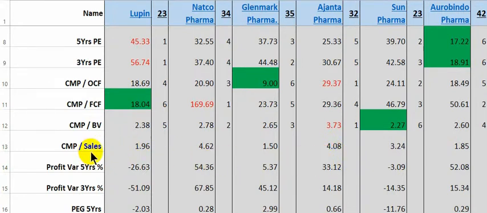Now this particular ratio also helps us understand the quality of the management, and how much the sales are when compared to its market price. Natco Pharma's price was way too high compared to its sales, meaning the sales were less, but in the market the investors have given a very high premium to the company, and the sales are not matching up to it.